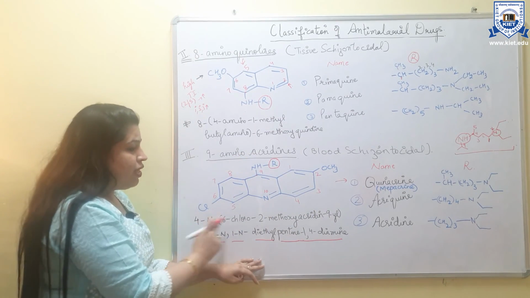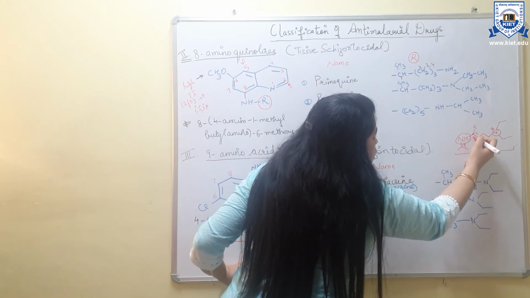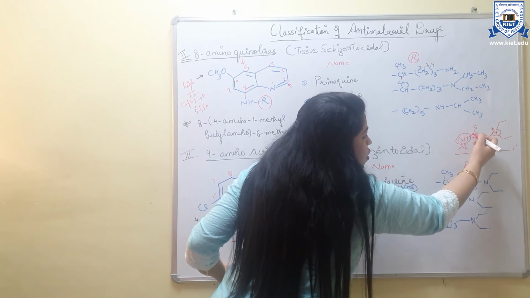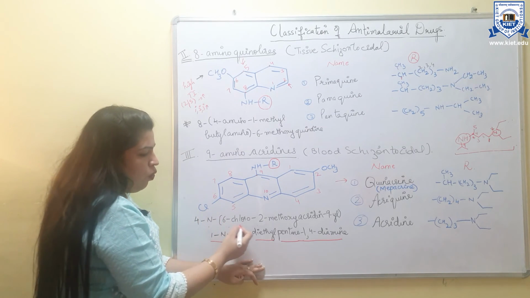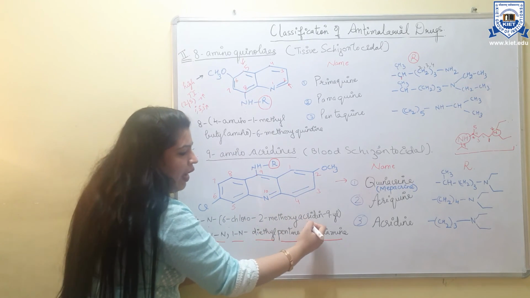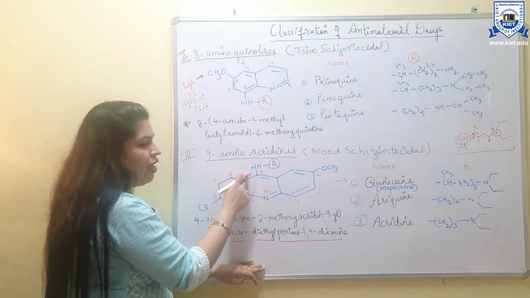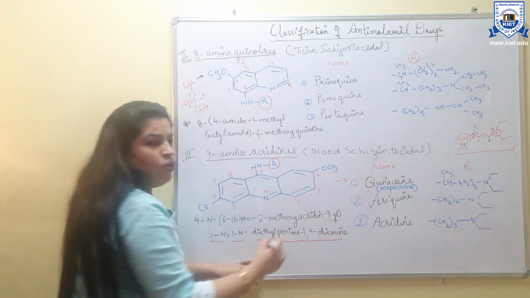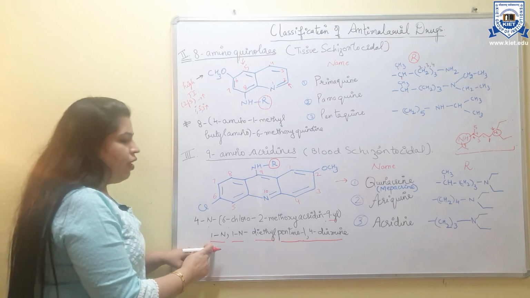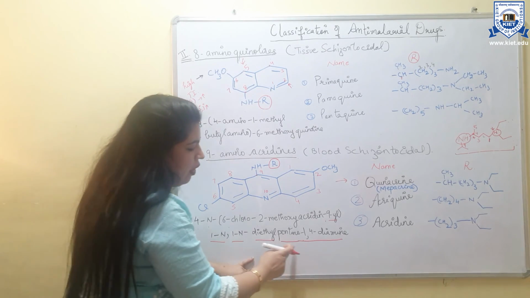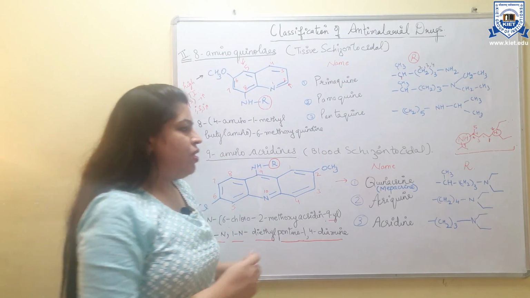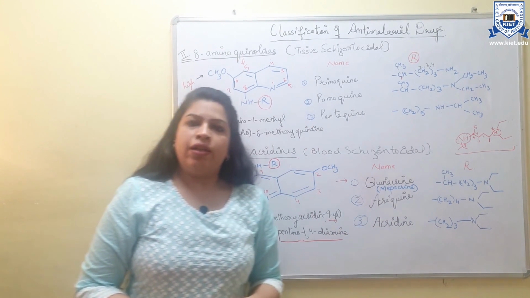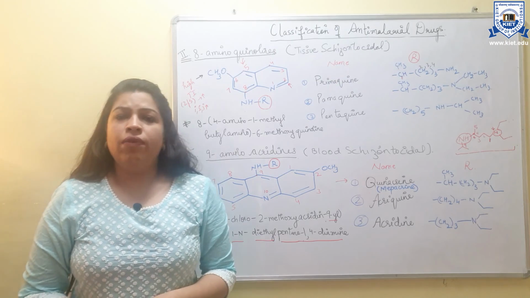How will it be named? This acridine is attached to the 4th carbon of this parent, so it will be written as 4N, 6-chloro-2-methoxyacridine, and it is attached from the 9th position. So 9-yl, then the ending 1N-diethyl pentane-1,4-diamine will be its name. Similarly, we can name these two other examples of this class of drugs.